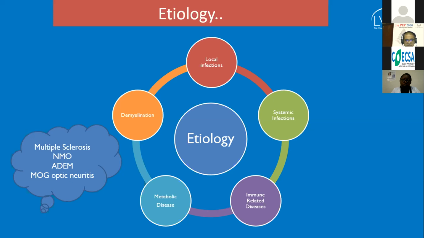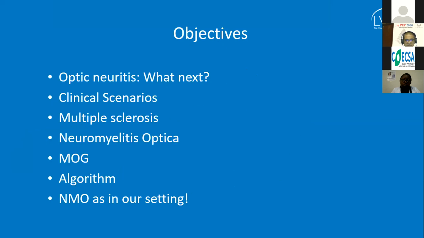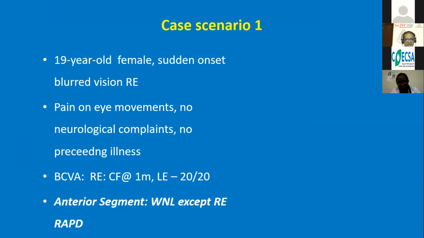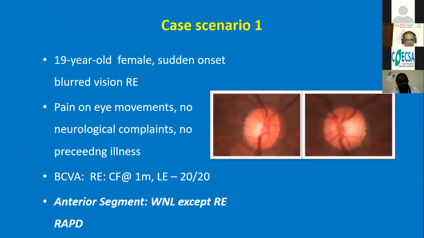So how do we approach further? I'll try to highlight with some case scenarios and try to put an algorithm and tell very briefly about what we see as NMO in our setting in India. So let's begin with case one. This is a 19-year-old woman who presented with sudden onset blurring of vision in her right eye. There was pain on eye movements, but no other neurological complaint. Visual acuity at presentation was only counting fingers at 1 meter in the right eye and was normal in the left eye.